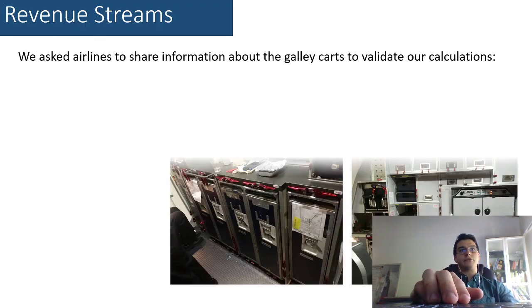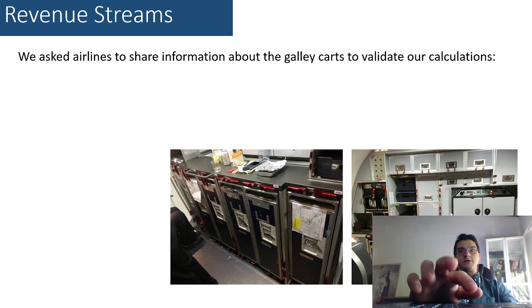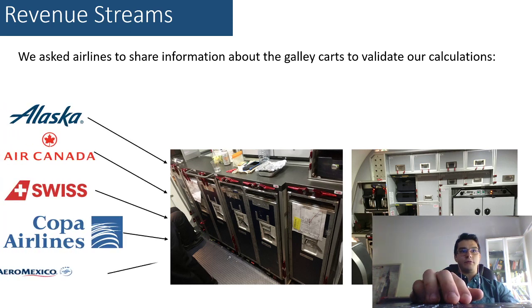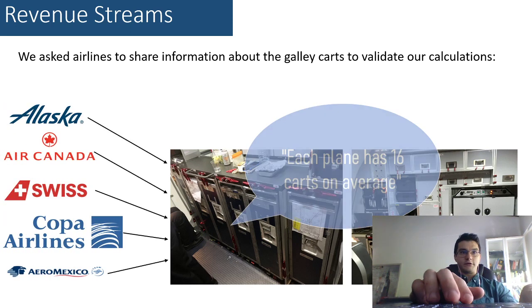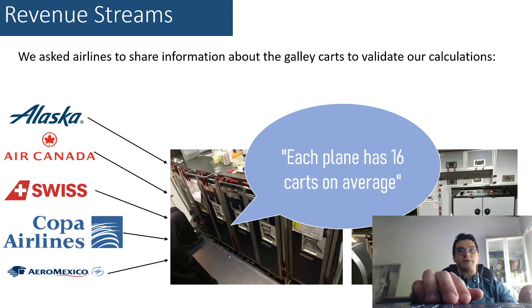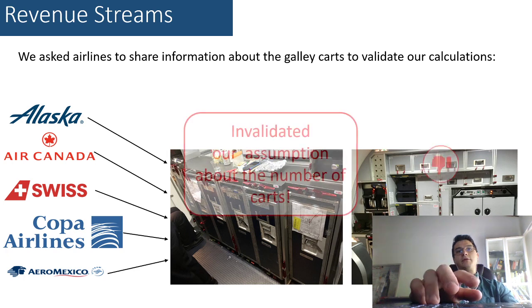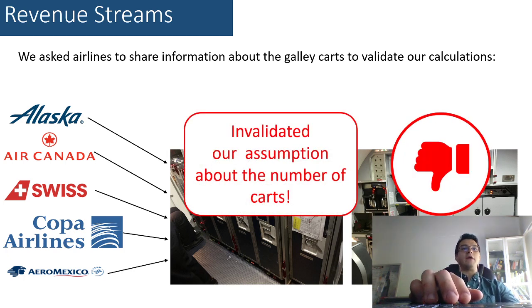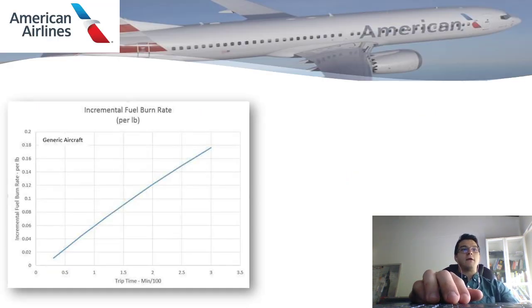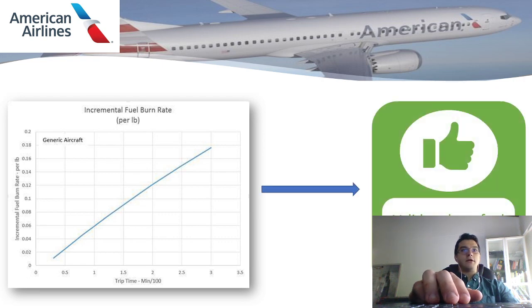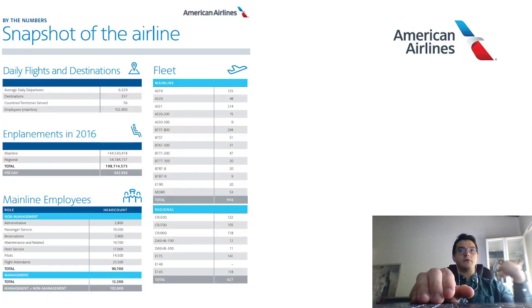And then for revenue streams, we asked airlines to share information to validate how many galley carts they use. So we talked to all of them. They sent us some pictures, and they said that each plane has about 16 carts on average. We didn't know whether these were short haul or long haul planes, but this invalidated our assumption about the number of carts. And then when we talked to American Airlines, they gave us a chart about the fuel burn rate that they have, and the one that we had found online was good, so that was validated.